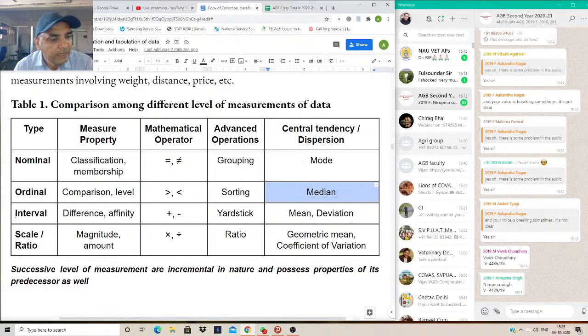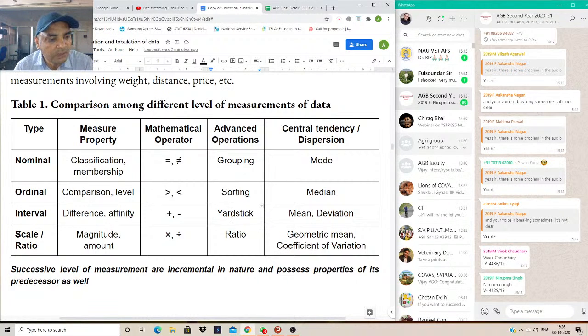Then comes your interval. So interval are the differences you can calculate between the entities, and affinities also. Here you can do plus and minus in interval type of data, and they are simply yardsticks, and mean and deviation can be applied in the interval data.